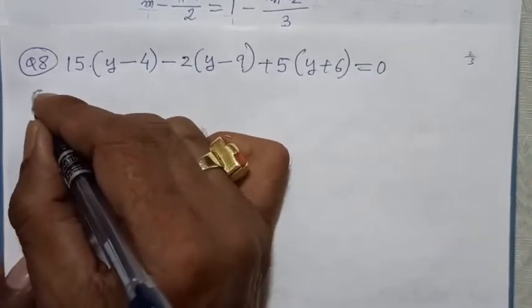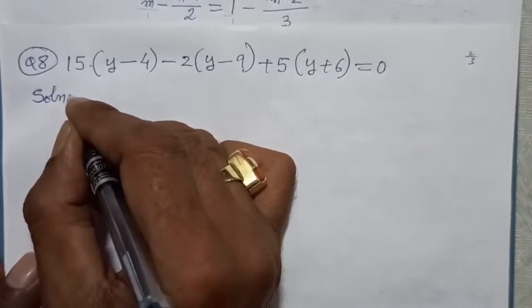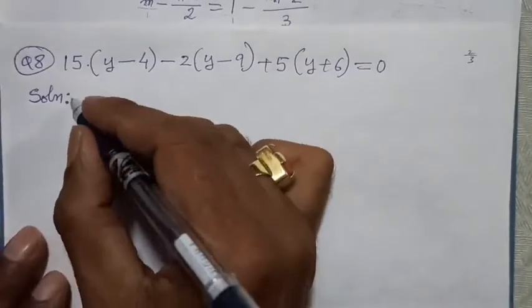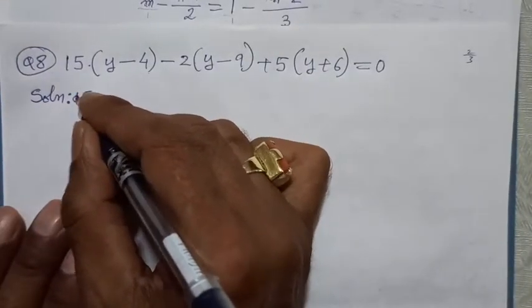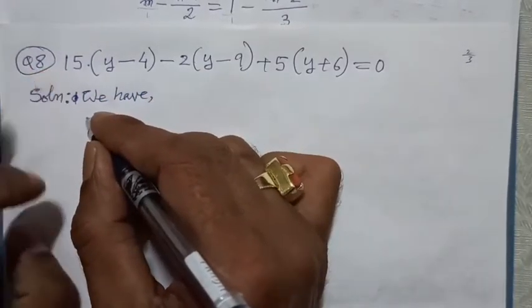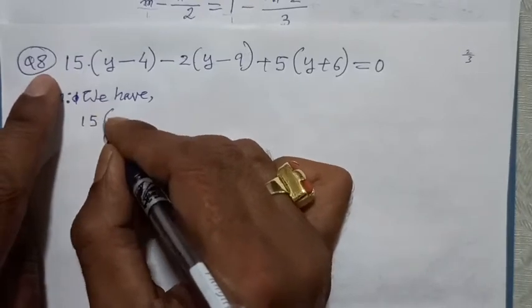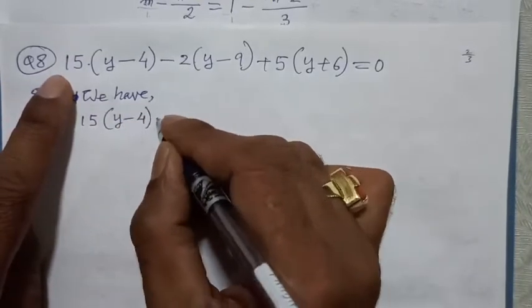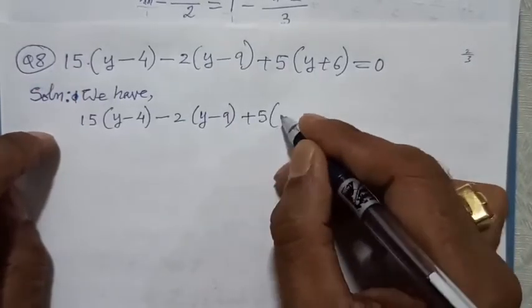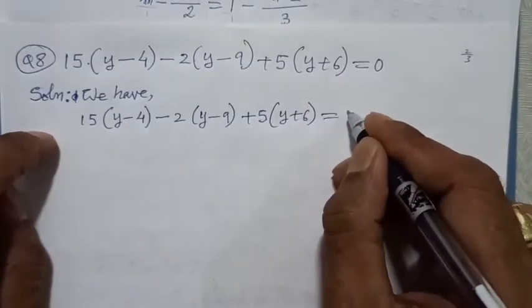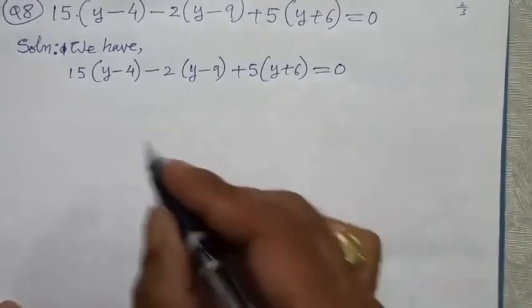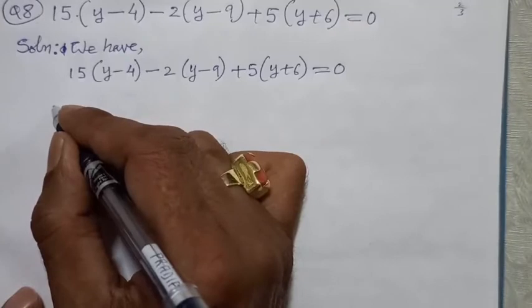Now solution. This question is also same. The question is solved. That means we need to find out the value of the variable. We have 15 bracket y minus 4, minus 2 bracket y minus 9, plus 5 bracket y plus 6 is equal to 0. This question is also not so difficult. We have to use the same method we have done in the previous question.